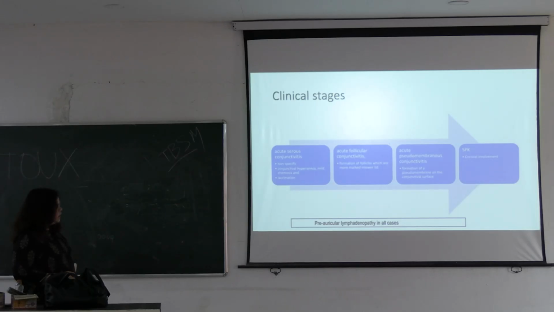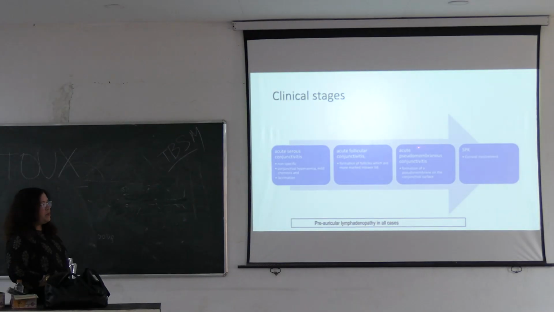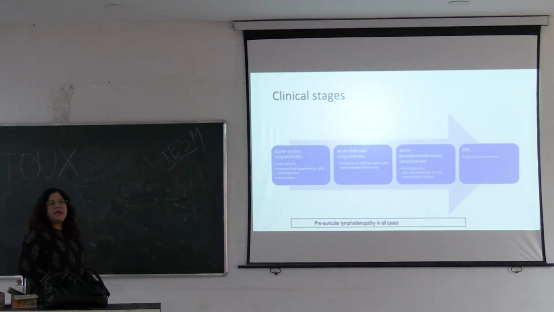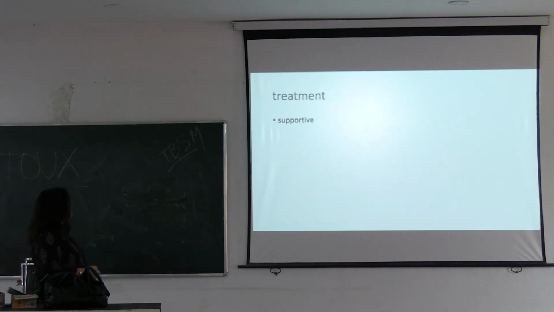Clinical stages. It has 5 clinical stages: acute serous conjunctivitis, acute follicular conjunctivitis, and acute pseudomembranous conjunctivitis. In this stage, pseudomembrane is formed. Then SPK means corneal involvement, superficial punctate keratitis, that is called. And in all stages, pre-auricular lymphadenopathy is also present. Supportive treatment is given.